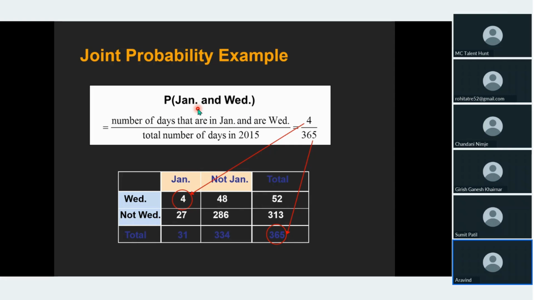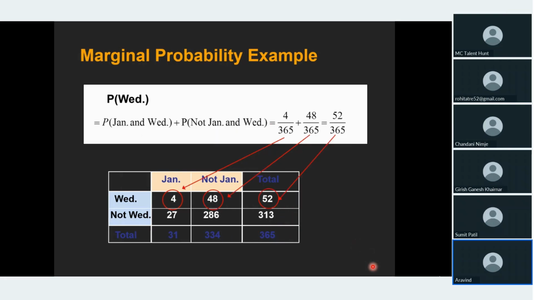So this is a joint probability, telling how many there are, 4 out of 365. And now comes the marginal probability. What is common here? The probability of Wednesday is common. So marginal probability is nothing but your single probability, or the simple probability.